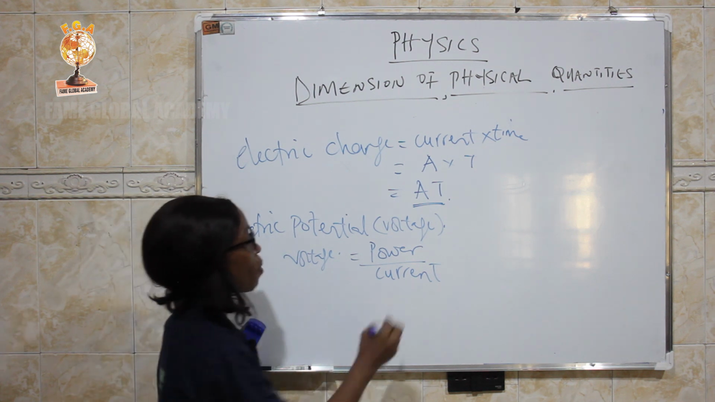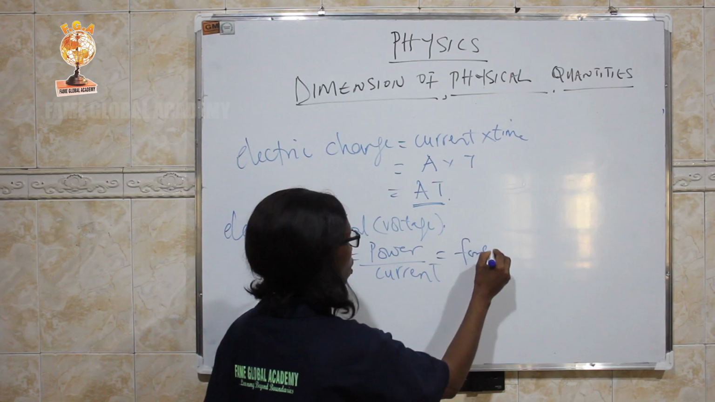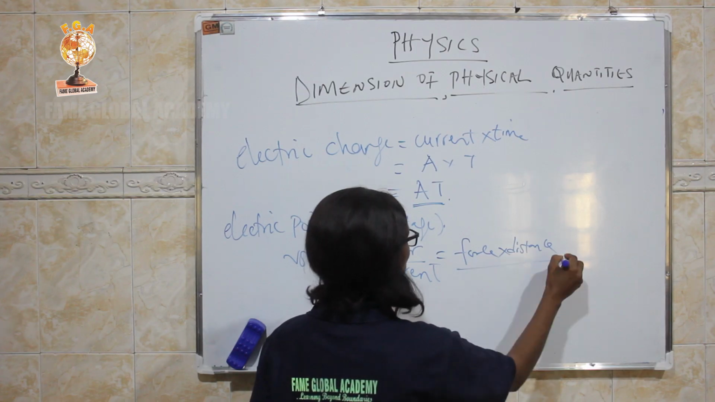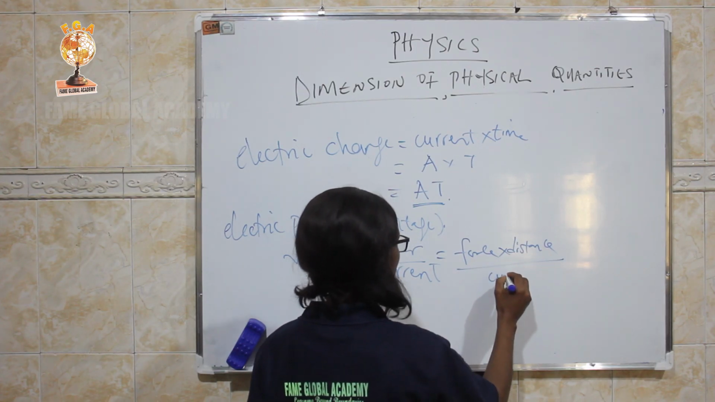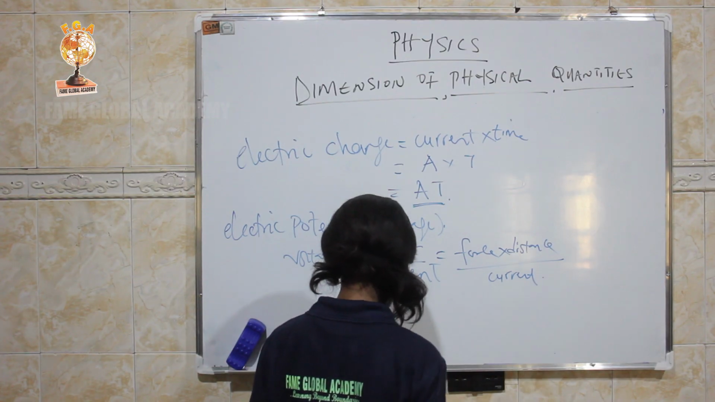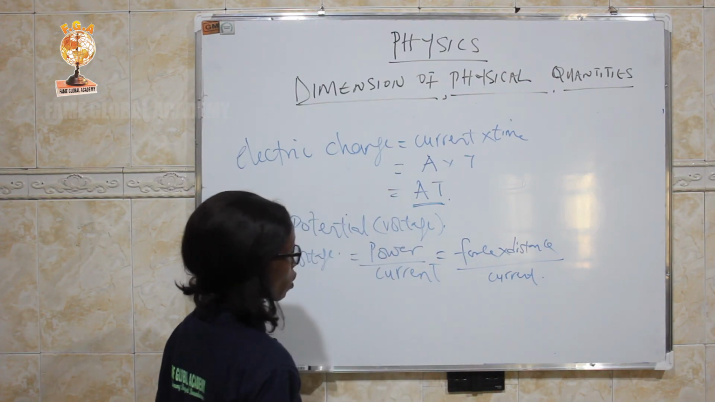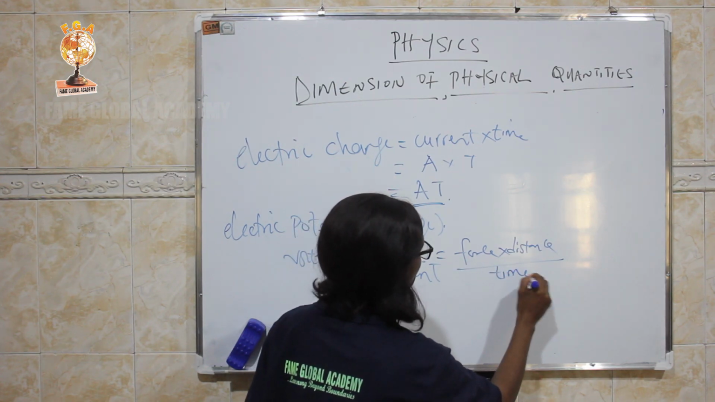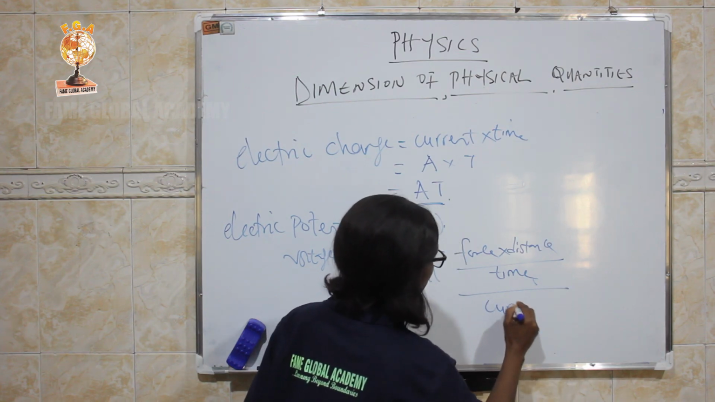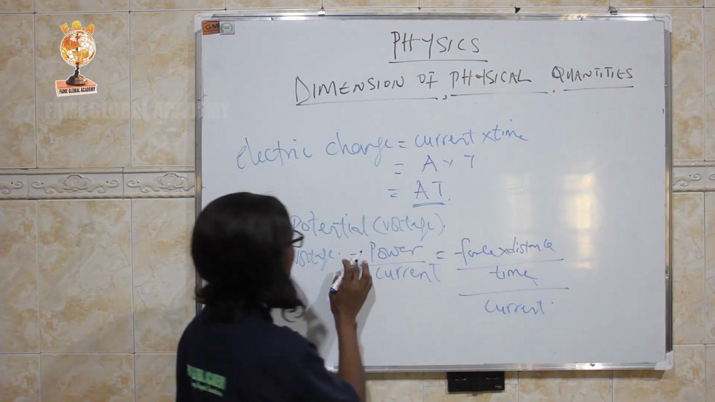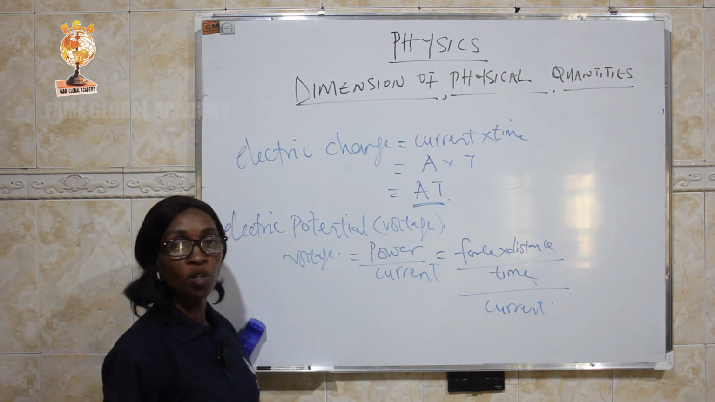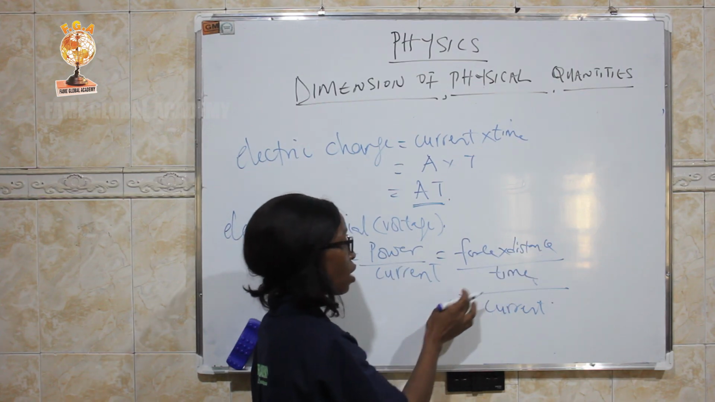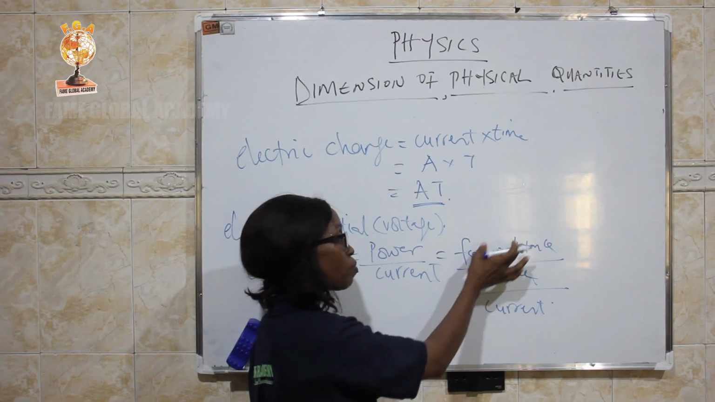And then remember we said power is force times distance over time, all over current. Power over current is the formula for electric potential, and power is force times distance over time, all over current. Now let's break it down.